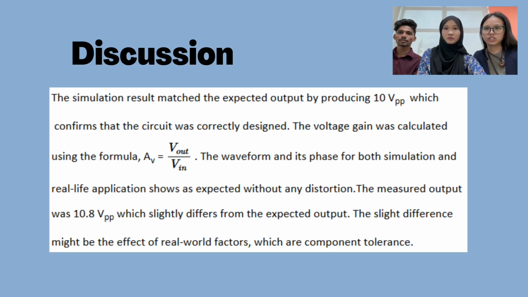For the discussion part, the simulation result matched the expected output by producing 10 V peak to peak, which confirmed that the circuit was correctly designed. The voltage gain was calculated using the formula voltage gain equals Vout over Vin. The waveform and its phase for both simulation and real-life application show as expected without any distortion.